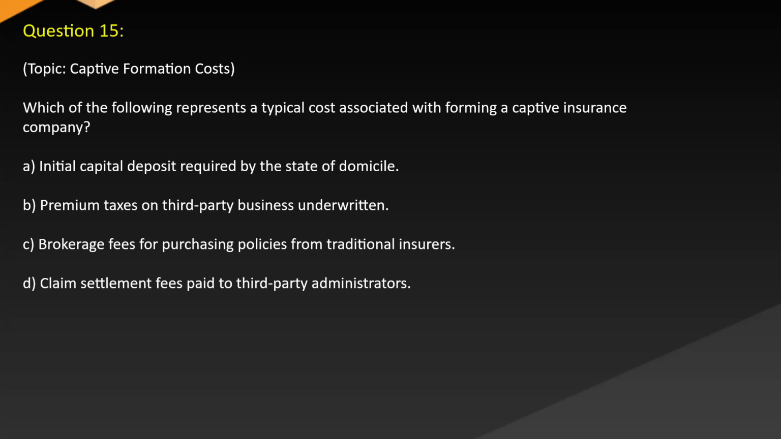Question 15. Topic: Captive formation costs. Which of the following represents a typical cost associated with forming a captive insurance company? A. Initial capital deposit required by the state of domicile. B. Premium taxes on third-party business underwritten. C. Brokerage fees for purchasing policies from traditional insurers. D. Claim settlement fees paid to third-party administrators.